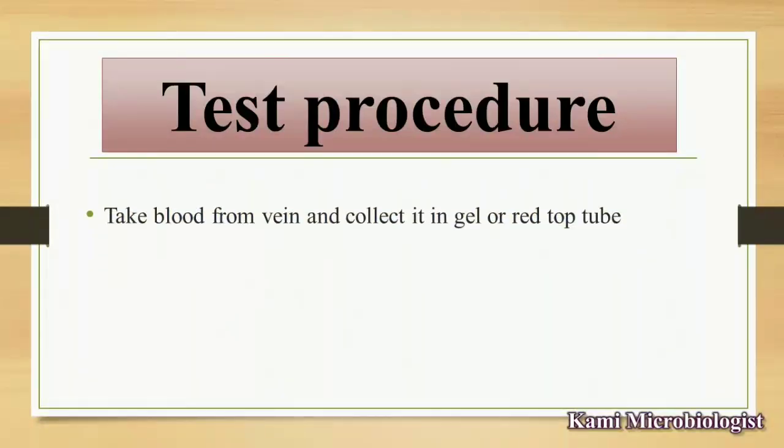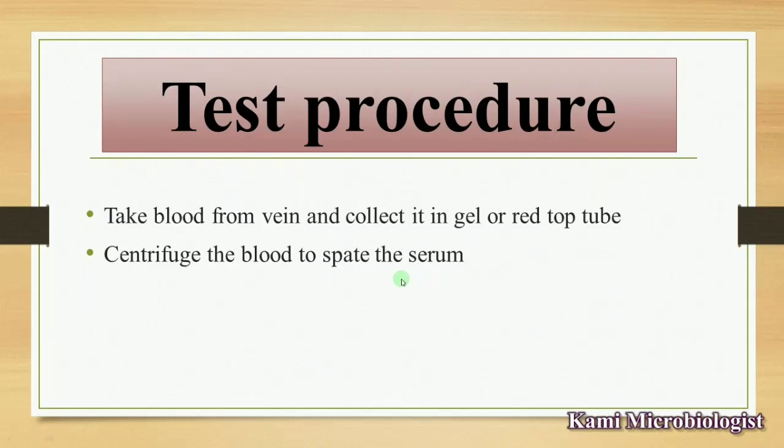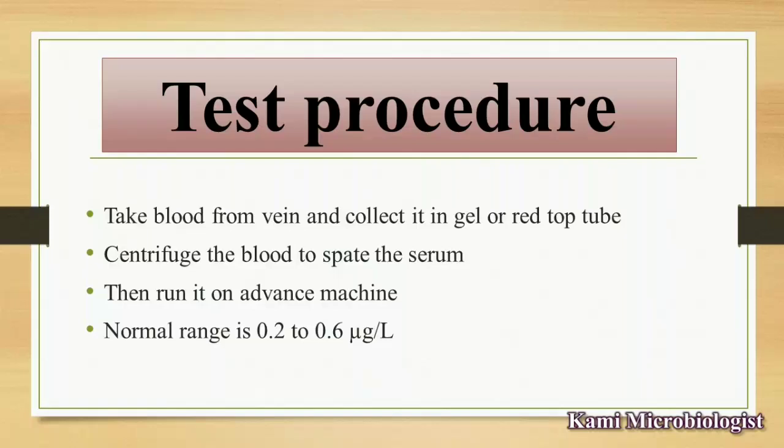The test procedure is very simple. First of all, you need to take blood from the vein and collect it into a red top gel tube. Once you collect the blood, you will centrifuge it to separate the serum. The spelling is not correct, so you will correct the spelling by yourself. Then we will run this test on an advanced machine like Mendray, Selectra, etc. The normal range of chromium is 0.2 to 0.6 microgram per liter.